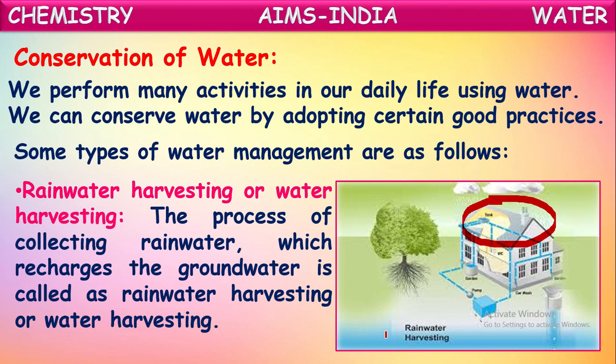So they'll collect the rainwater and they will allow this rainwater to be collected into big tanks, or they'll allow this rainwater to sink in sink pits so that directly it will enter into the ground and hence the groundwater level increases. In that way we can conserve the water.